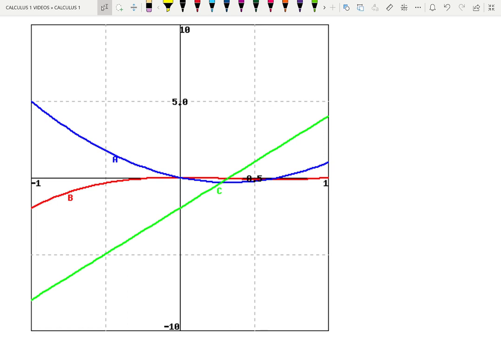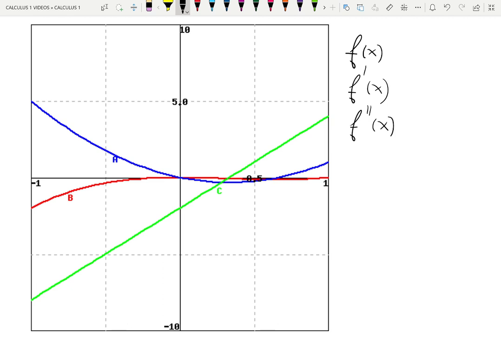In this problem, let's try to understand which of these three functions represents the original function f. Let me put it in black. F of x. Which function is its derivative, and which function is its second derivative? It's a little bit of a challenging question, but let's work through it together.